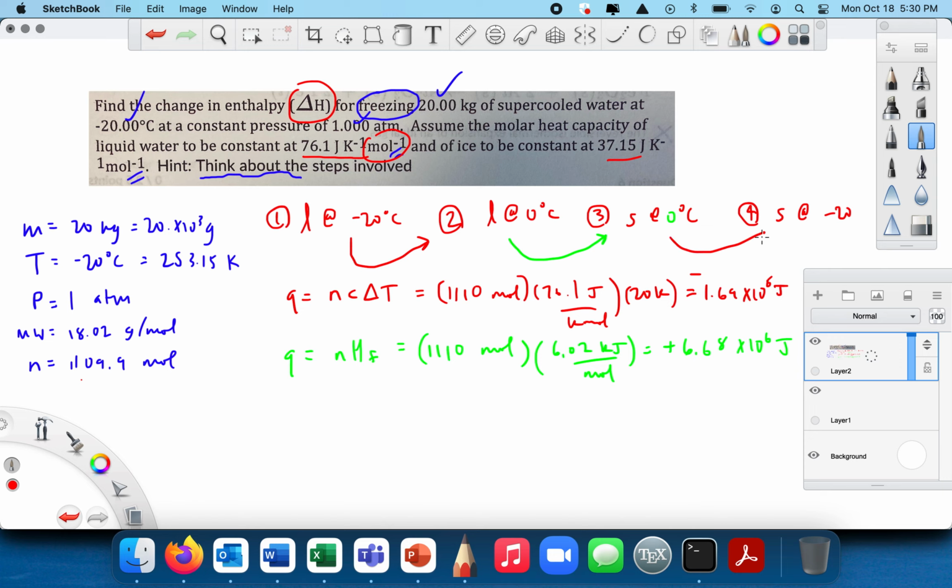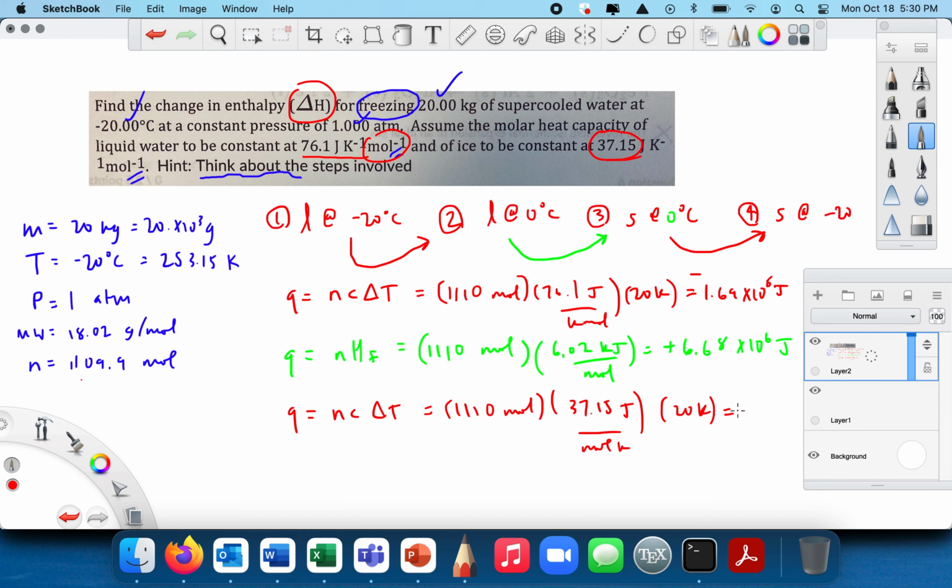The last step is from 0 to minus 20, and we're getting heat out of it here also, right? And it's going to be n C delta T, which is going to be 1110 moles. But this is solid now, right? And so it's going to be 37.15 joules per mole Kelvin. Again, going back down to minus 20, right? Yeah, it's a change, right? Yeah, 20.